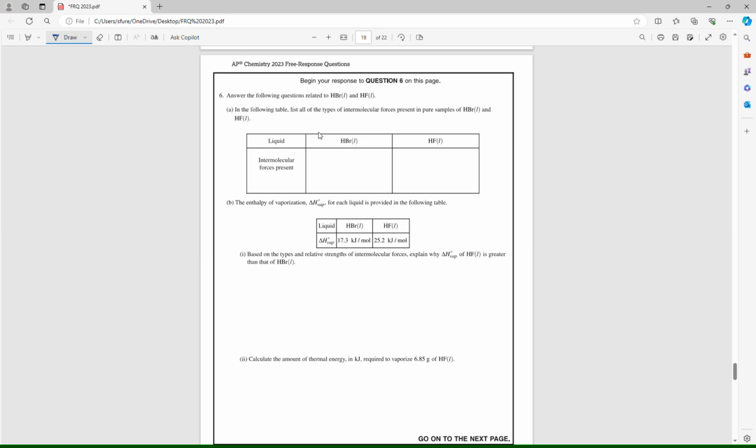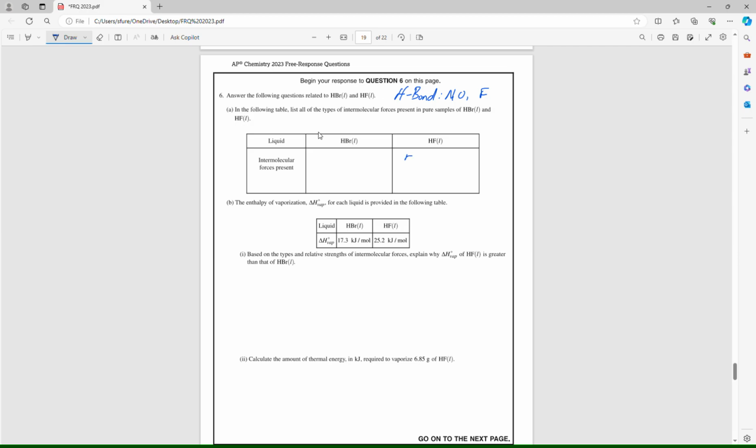Classic intermolecular forces question. What does hydrogen bonding take? It takes a nitrogen, oxygen, or fluorine, and a hydrogen has to be bonded to one of those 3. So HBr does not do hydrogen bonding, but HF does.